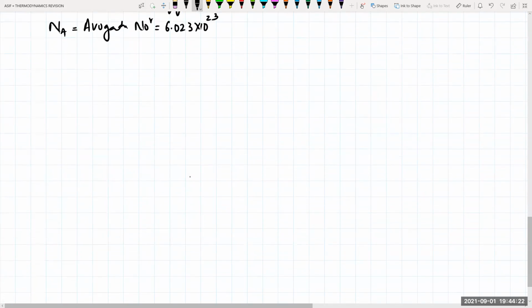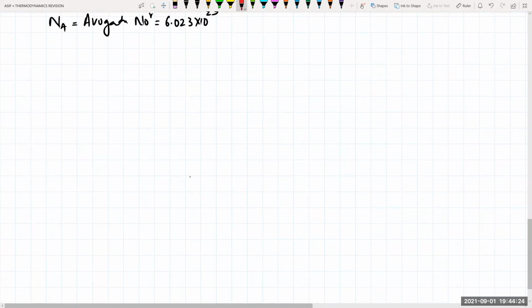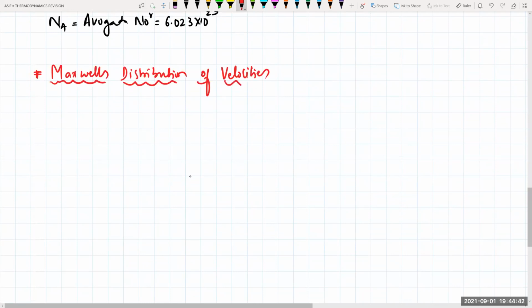The next one is about Maxwell's distribution of velocities. Very important relations. Maxwell's distribution of velocities. The graph is important in this one, beta.